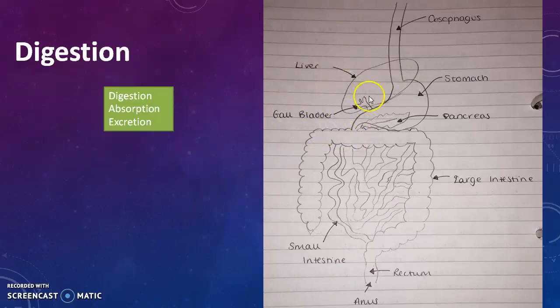Next is the gallbladder. This is this bit here. This stores bile, which is used in the breakdown of food in the stomach. Then we've got the liver. The liver is here. This makes juices that are used for digestion, such as bile.